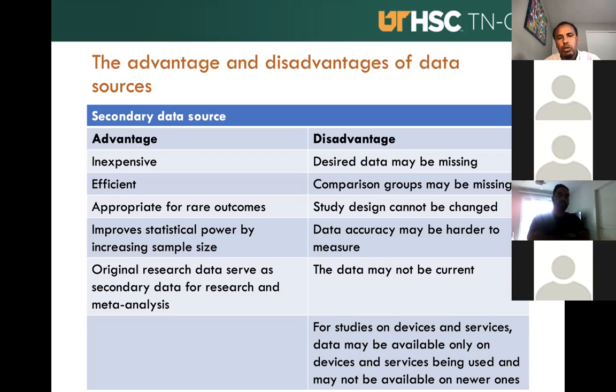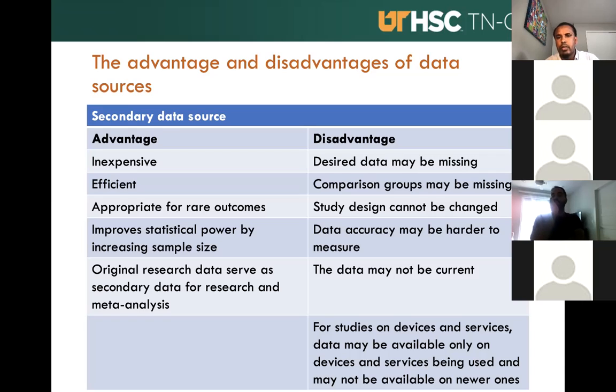The disadvantage of secondary data is that sometimes the desired data might be missing. So you can't expect to find all the data that you need for your research in secondary data, because it might have been collected for a different purpose and you might not get all the data that you need for your analysis and research study.